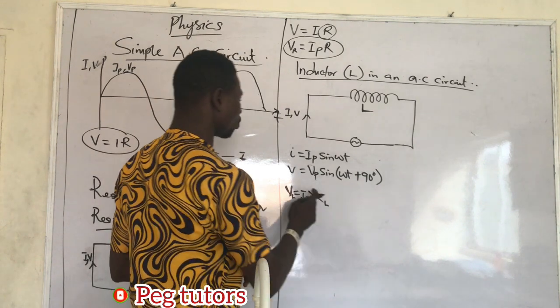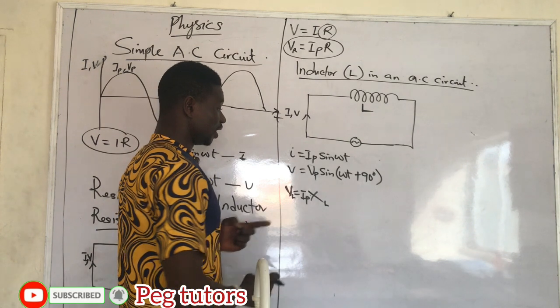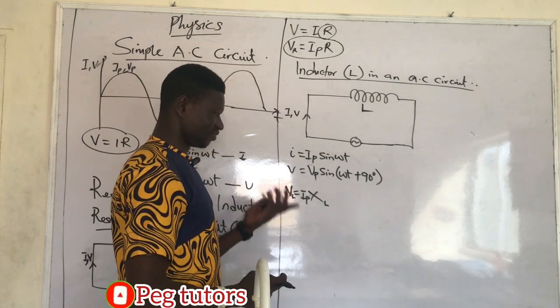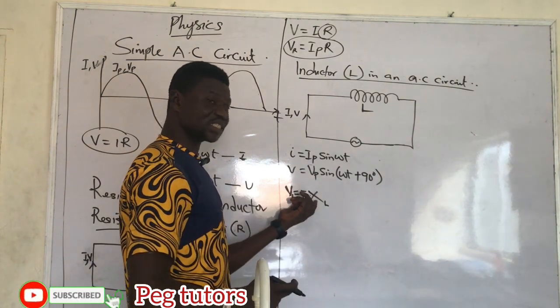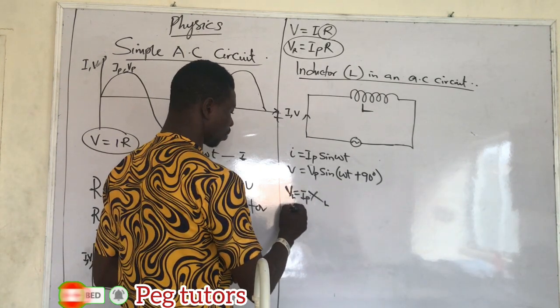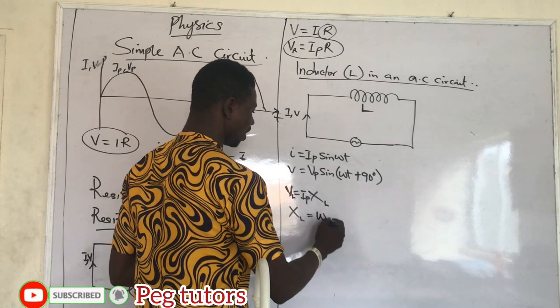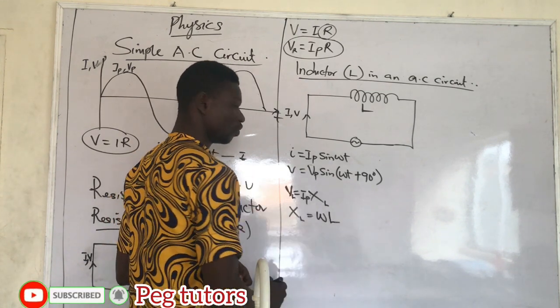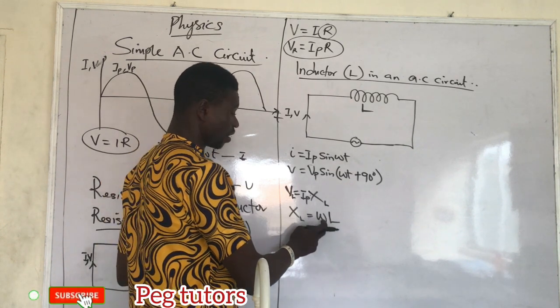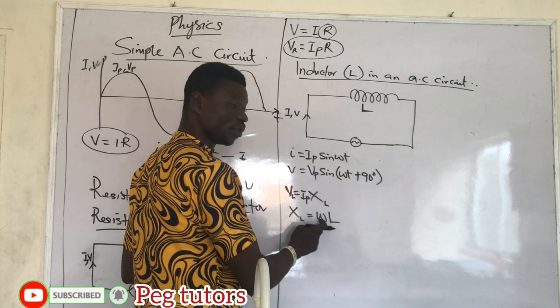Okay, now how do we calculate this? Of course, the voltage of the inductor will be given to you. The peak current will also be given to you. Probably the only thing that you will be asked to find is this XL, and XL is calculated using XL equal to omega L. Of course, we have told you what omega is. Omega is the angular velocity of the current and the voltage.